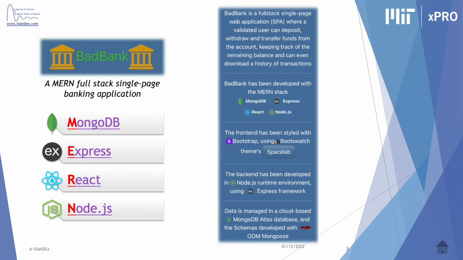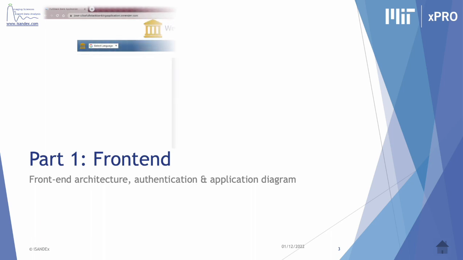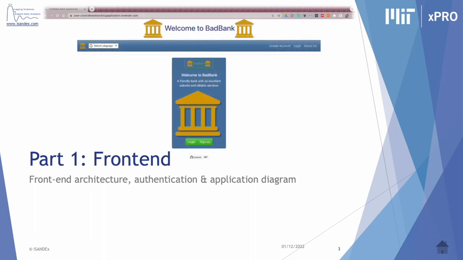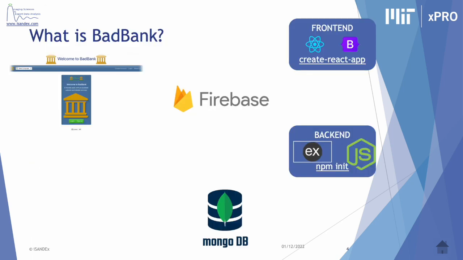For this project, I followed a continuous integration and deployment approach by connecting the GitHub repository to the platform render.com, which is similar to Heroku. The overall architecture of Badbank is basically an interconnection of multiple services.